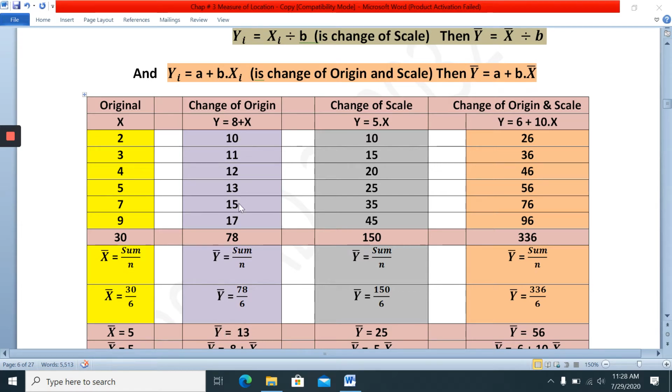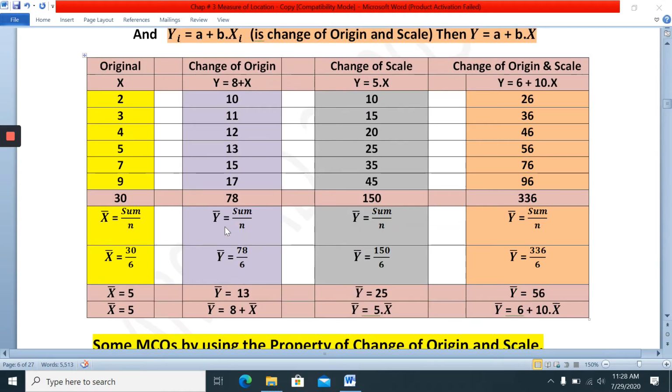If you add up these numbers and divide by 6, the mean of these values, the mean y bar, is 13. If you use the property, y bar is equal to 8 plus x bar. This is the property. So what is x bar answer? X bar is 5. So 8 plus 5 is 13. This you will get directly from the property, and if you want to confirm this, just add up these y values and divide by 6, you will get this one. This is just for confirmation.